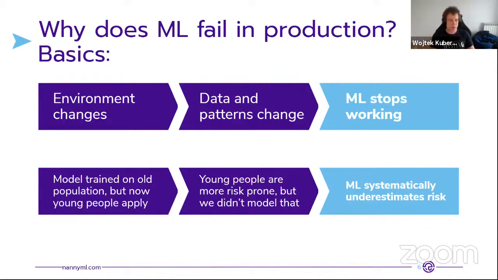more and more young people apply, because maybe the bank created a new, really nice, sleek web app or mobile app, and people actually start using this bank. Young people tend to be more risk prone, but the model didn't know that, we didn't model it, because there were just not enough young people to take that into account. So the machine learning model will systematically underestimate risk, and that is basically a recipe for disaster. This is the basic failure mode, the main idea of why models fail in production: because things change.